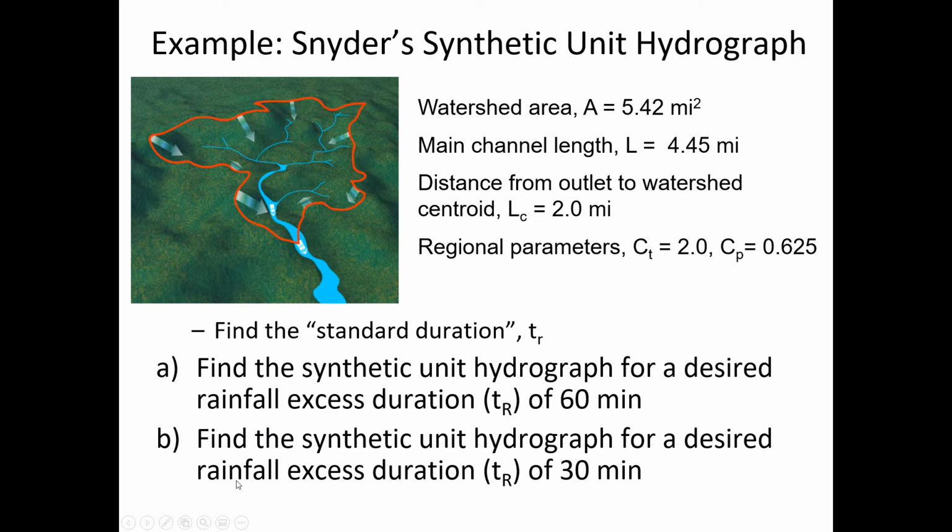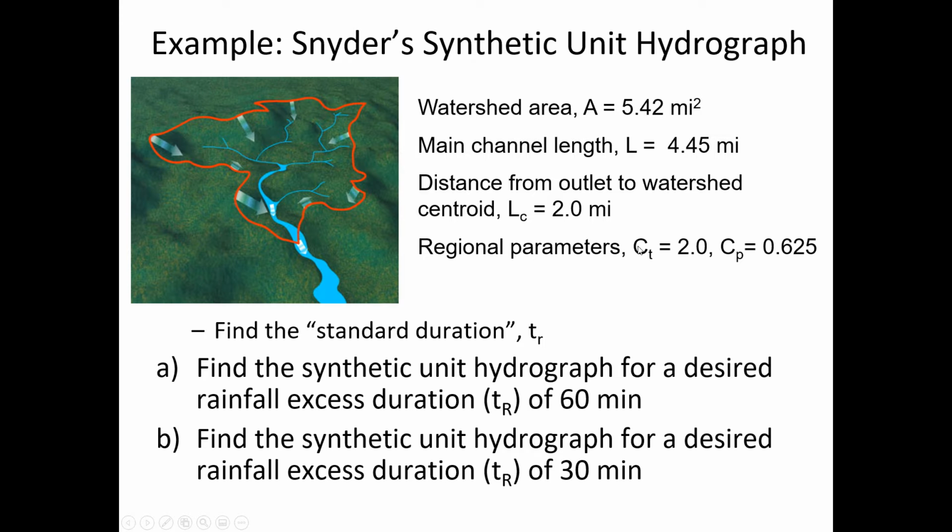All right. Okay. So the type of data that you need to be able to use Snyder's synthetic unit hydrograph is the area of the watershed, the length of the main channel, a shape descriptor, which is how long is it from the outlet, meaning where all the water drains to the centroid, the center of area of the watershed. So here in this illustration I said, let's just say that it's 2 miles, for example.